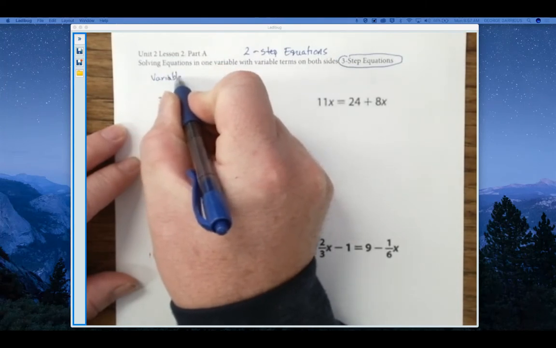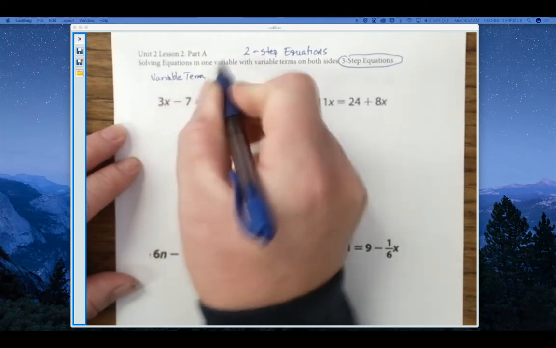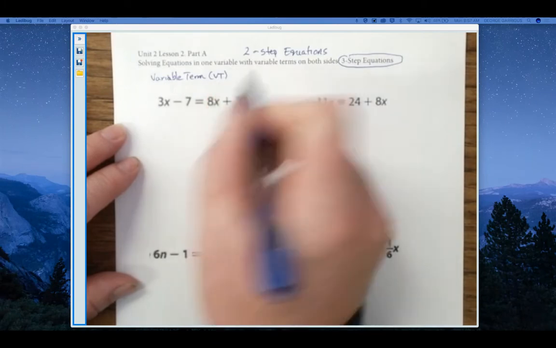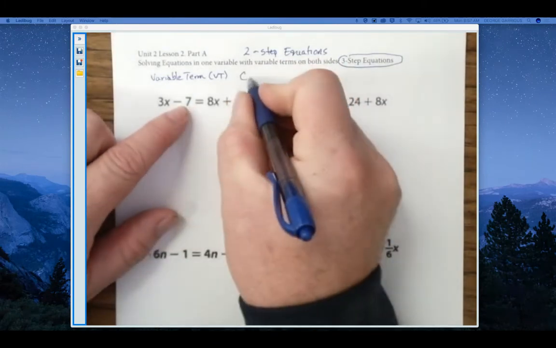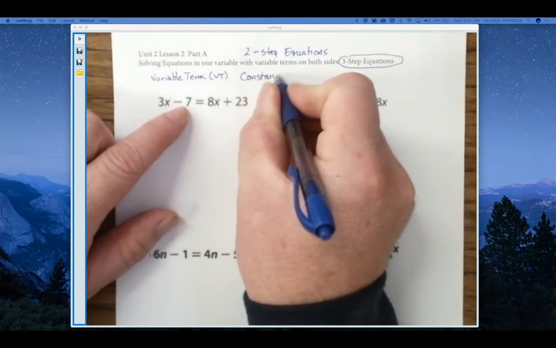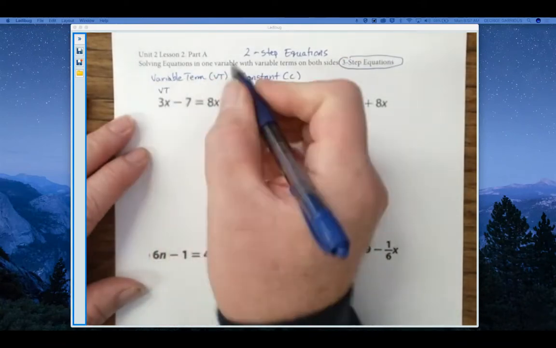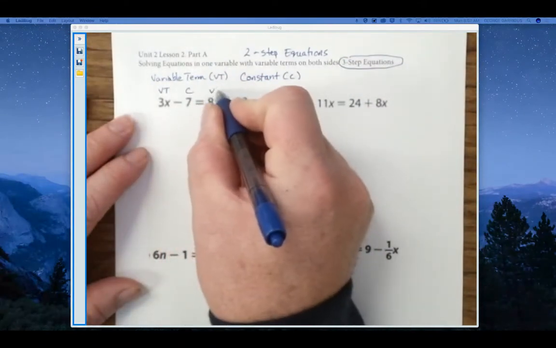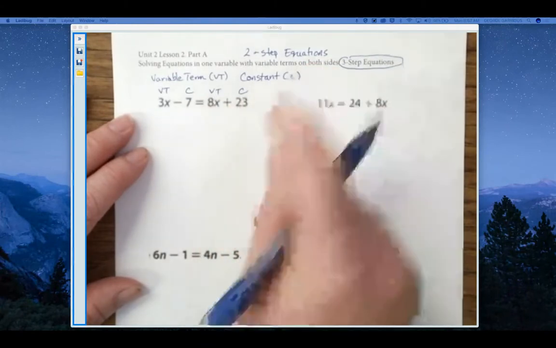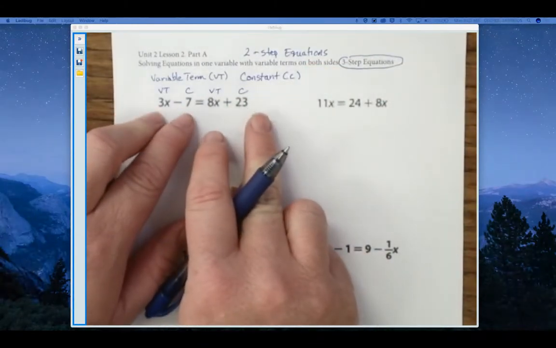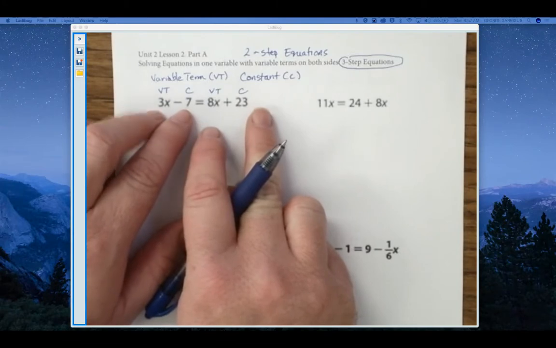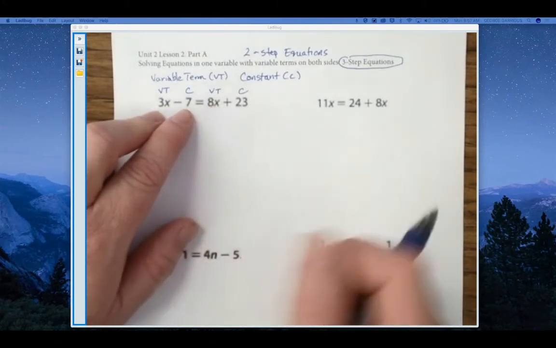And for the variable term, I'm going to write VT. And we also have constants. So for constants, we're going to write C. So we have a VT, variable term, a constant, a variable term, and a constant. Now the problem is these are not like terms, so you can't combine these together or these two together. So we have a problem.